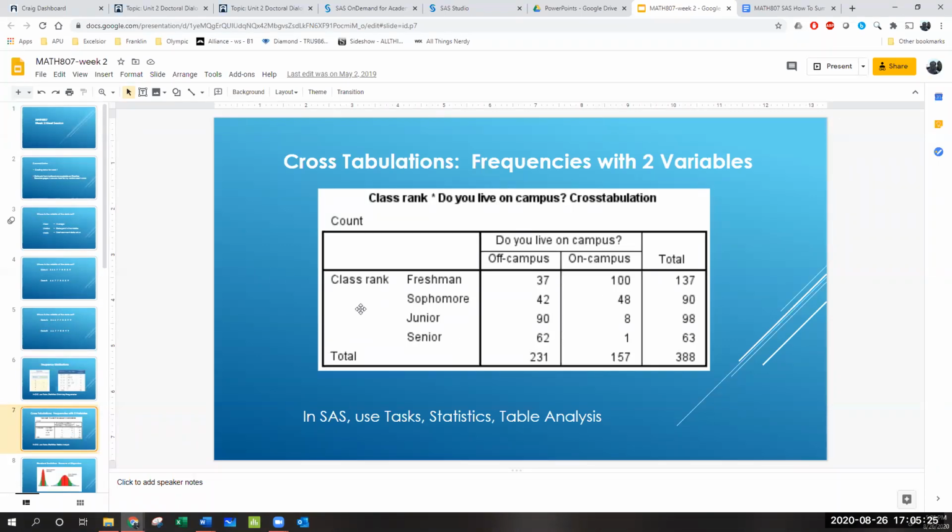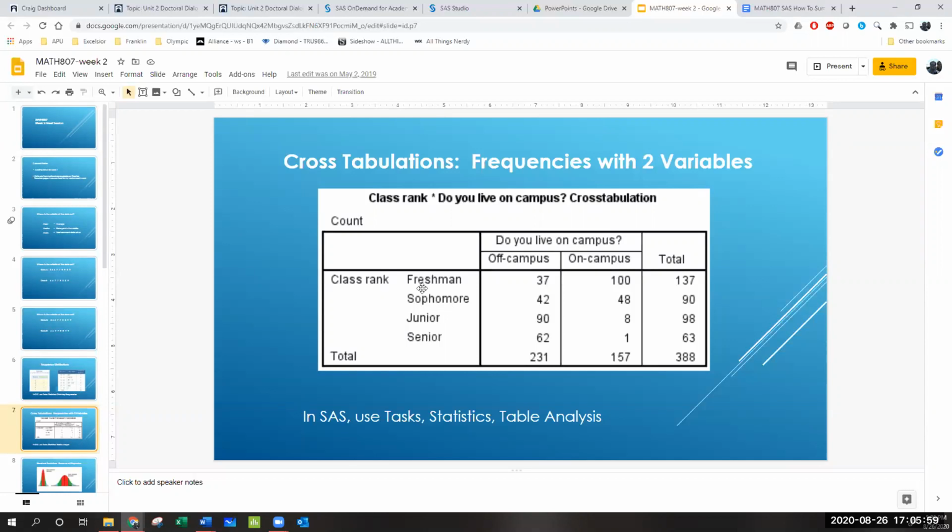categorization, which in this case is your class rank, and then it's going to have a vertical classification, and the vertical classification was how they lived, right? Did they live on campus or off campus? So this is cross tabulation data. Now, you normally only do cross tabulation tables with non-numerical data. So nominal, right? Or you could do ordinal as well, but nominal and ordinal level data.